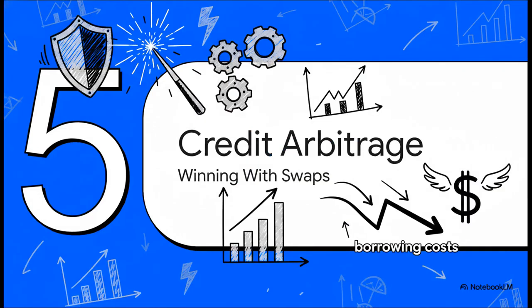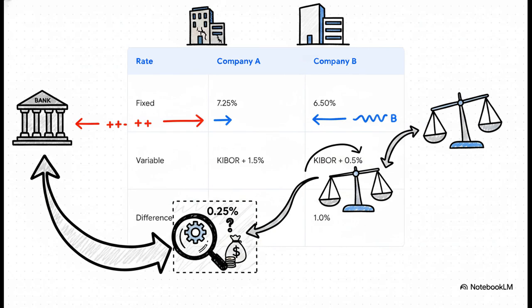All right, part 5, winning with credit arbitrage. This is probably the most fascinating part of this explainer. Using swaps not just to protect yourself, but to actively, almost magically, drive down your borrowing costs. So, the market is always hunting for credit arbitrage opportunities. Take a look at this setup with Company A and Company B. Company A has a weaker credit rating, so naturally, they pay more for both variable and fixed loans than Company B. But pay close attention to the gaps here. Company A pays 1.0% more for variable debt, but only 0.75% more for fixed debt. The gap in their fixed rates is actually smaller than the gap in their variable rates. And right there, that creates a hidden 0.25% inefficiency in the market.